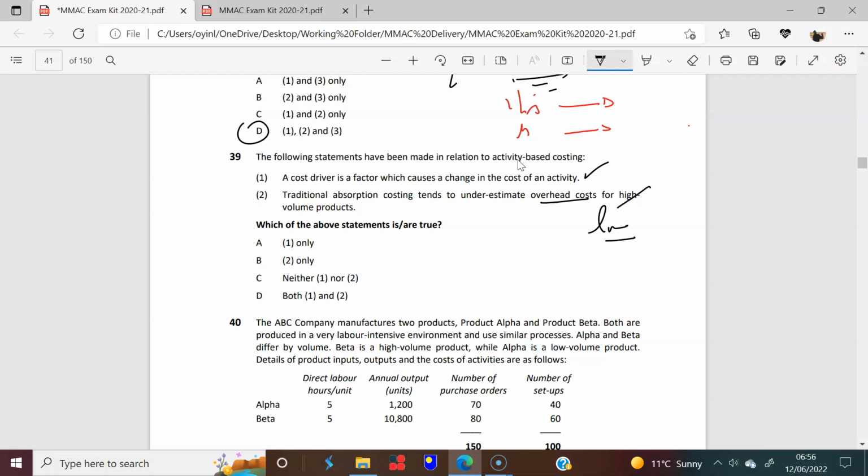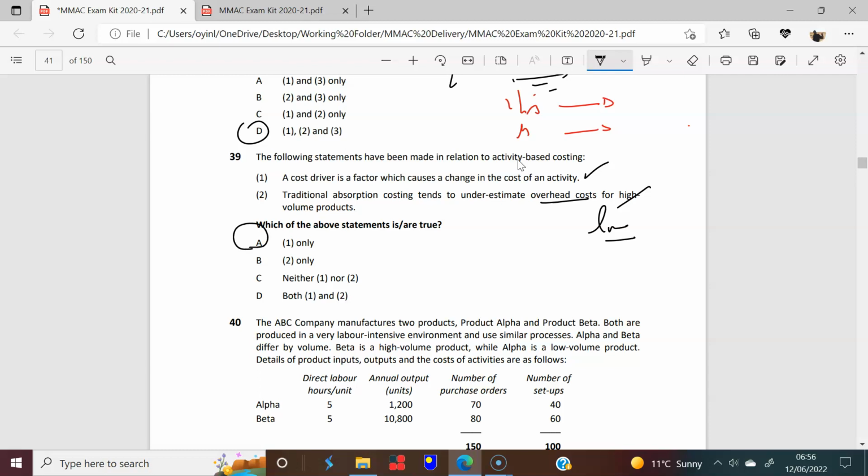It gives less. It gives the tendency to give overheads. Well, or if you want, it doesn't matter how you want to say it. For high volume products, it gives more of the overheads as opposed to underestimate. It's more about overestimate. So we tend to split it that way. So the key point here is that traditional will give lower cost to lower volume, higher cost to higher volume.